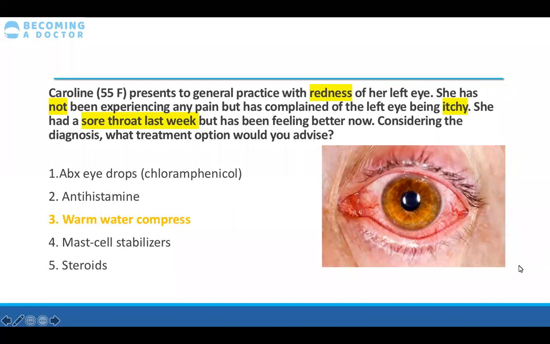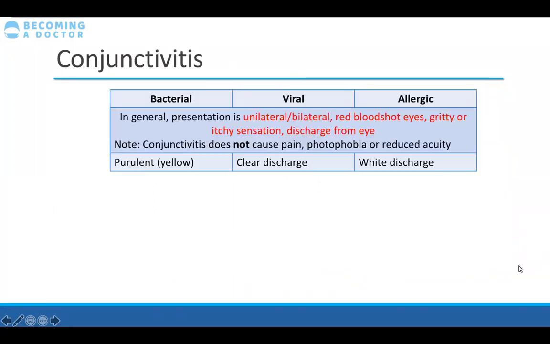I hope that makes it clearer, but if there's a question, just pop it down on the chat box. So talking a bit about conjunctivitis, 3 types. We have bacterial, viral, and allergic. In general, the presentation can either be unilateral or bilateral. You see someone with red bloodshot eyes. They might have a gritty or itchy sensation, and you can also see discharge from the eye. Conjunctivitis does not cause pain, photophobia, or reduced acuity. So that's important to remember, because later on we're going to see red eyes, which might be sight-threatening, and you should have an idea of how to differentiate between a sight-threatening and a non-sight-threatening red eye.